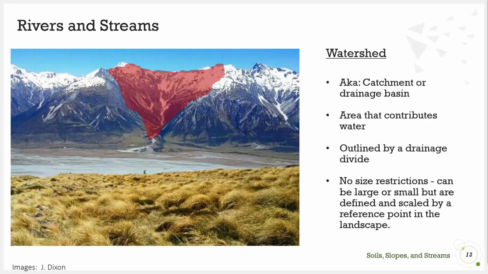Watershed is a really important term for rivers and river flow, and it's the area that contributes water and sediment to a river or stream. The water in a watershed could flow at the surface or as groundwater, and watershed is sometimes called a catchment or a drainage basin. Drawing or defining a watershed requires selecting a point on the landscape. For example, here I've outlined the watershed for this point along a stream.